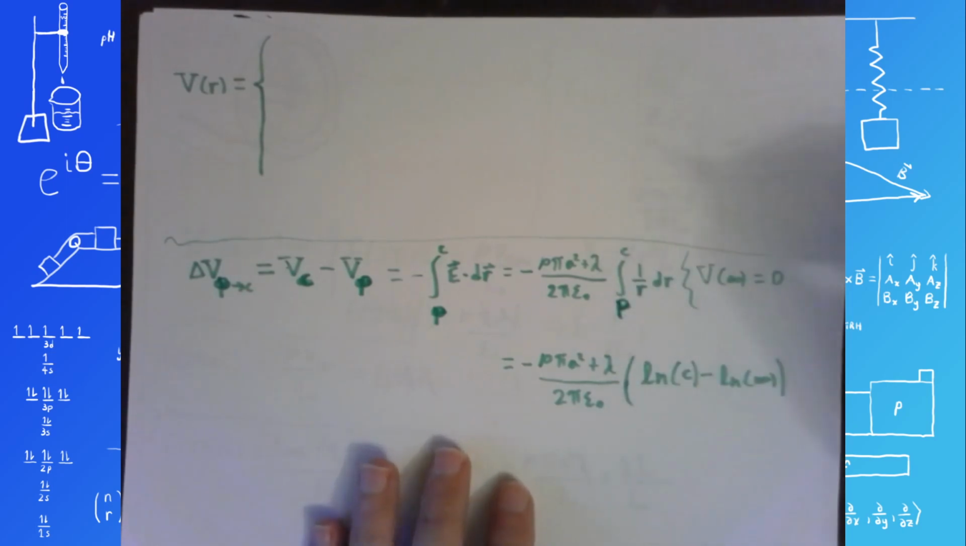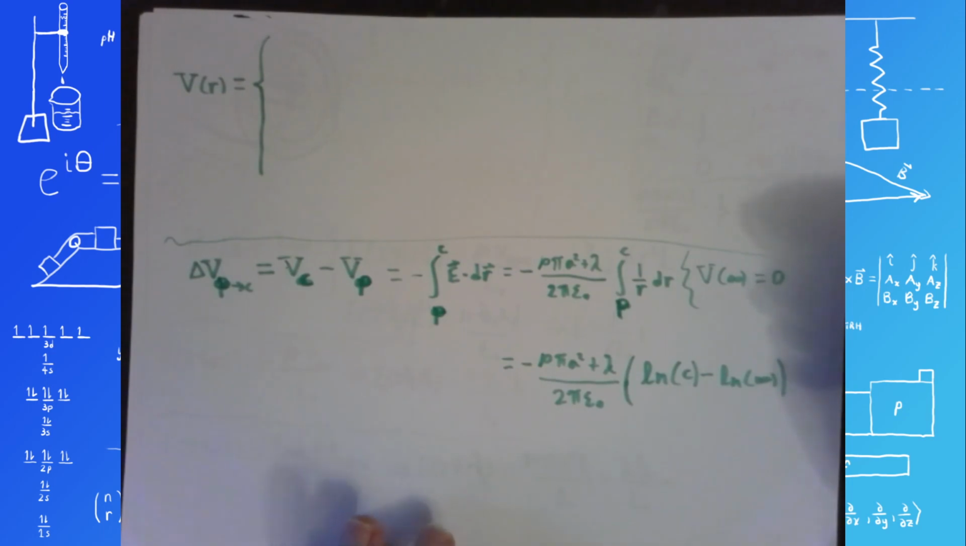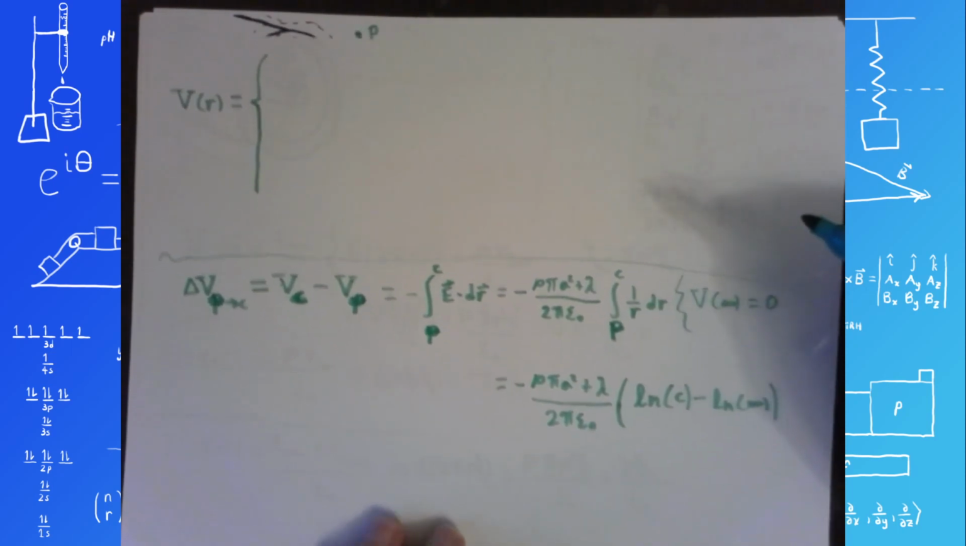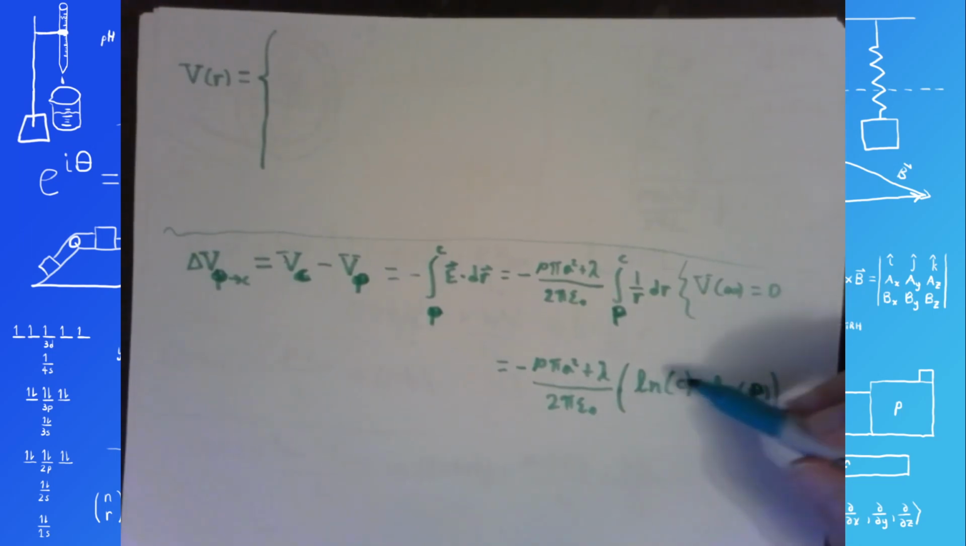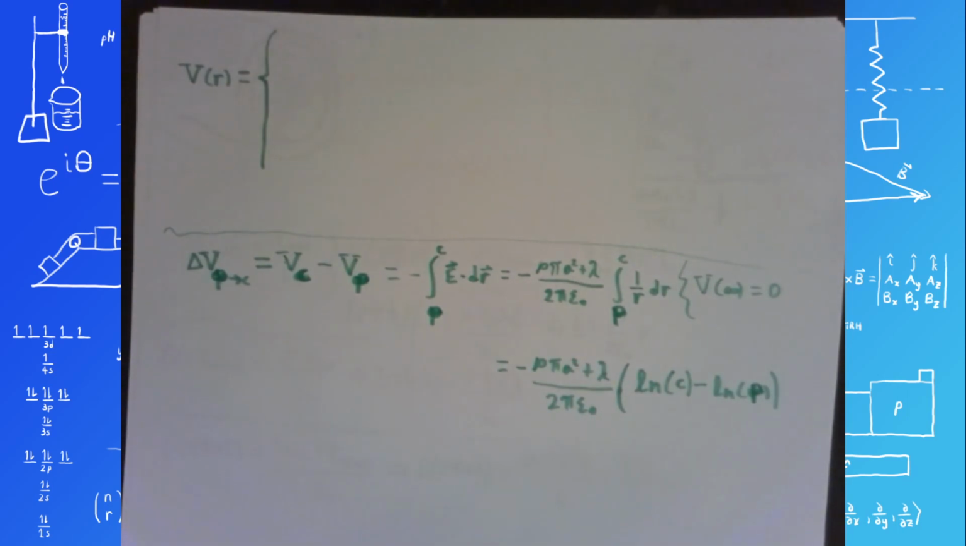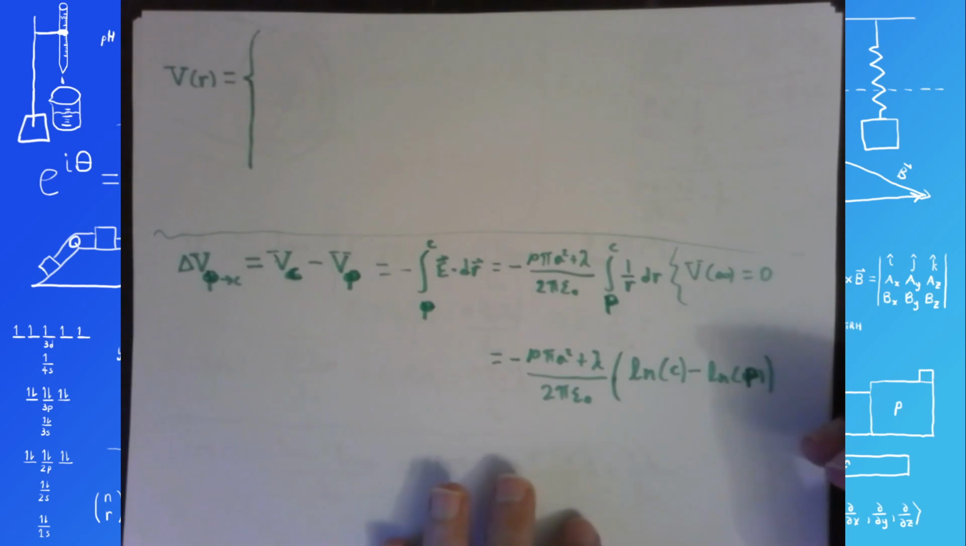From some point outside of our system of charges, this is going to be ln of P, and then natural log of C minus natural log of P. Using the properties of logarithms, you can simplify this to natural log of C over P. That's about as simple as it gets.